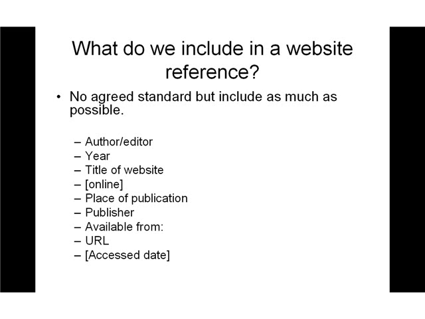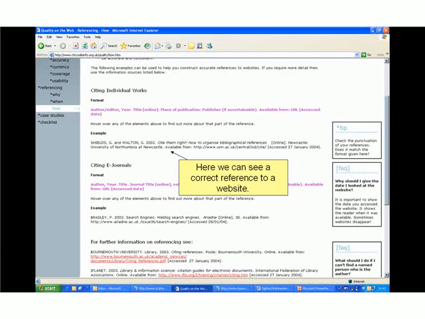Now let's move on to the required elements in a book reference. You must include the author or editor's surname and initials. If it is an editor's name, you should put ed in brackets after the editor's name. This is followed by the title of the book, the place of publication, the publisher name, and the date of publication. All of this information can be found on the title page and the back of the title page of the book. Here we can see a correct example of a book reference with all of the required elements included.